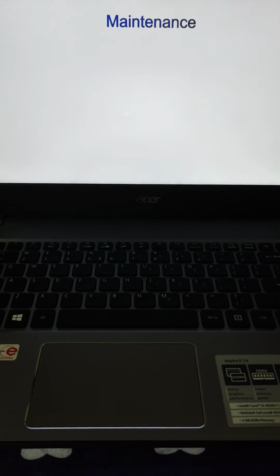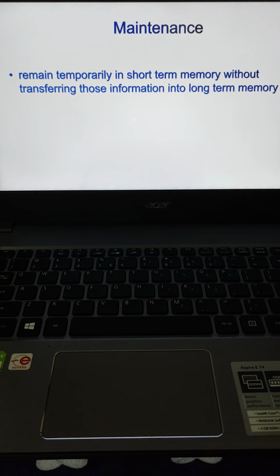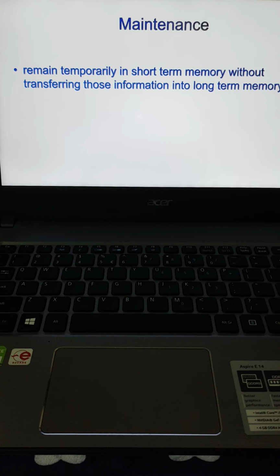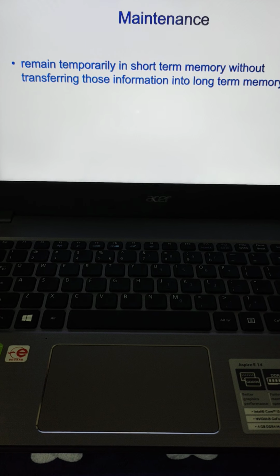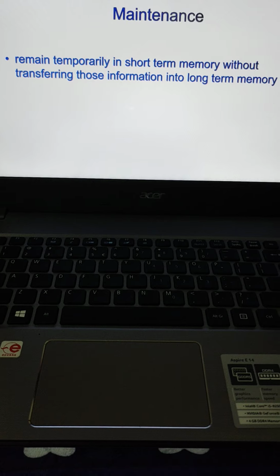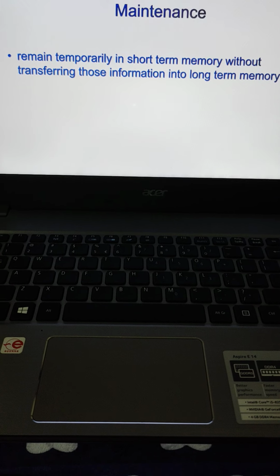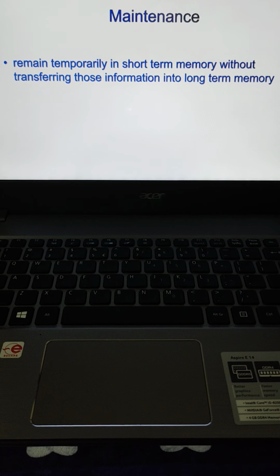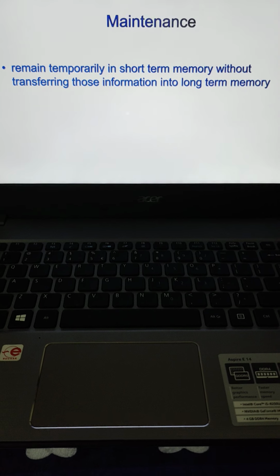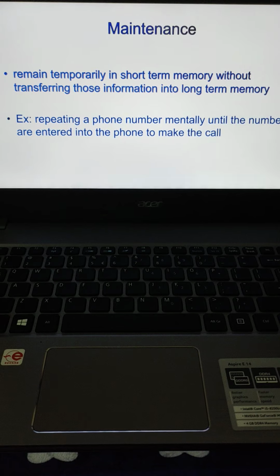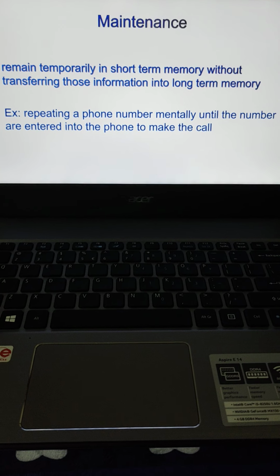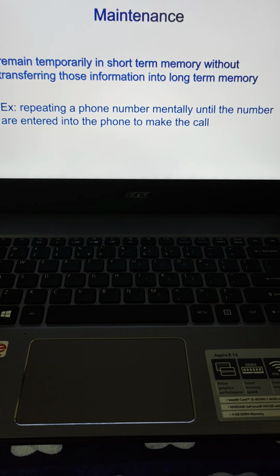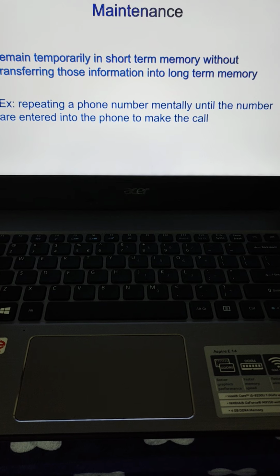Maintenance. Maintenance is actually remaining temporarily in our short-term memory without transferring that information into long-term memory. For example, repeating a phone number mentally until the number is entered into the phone to make the call.